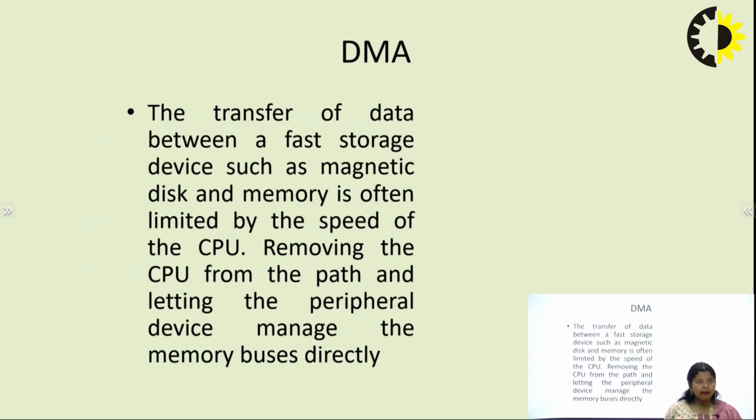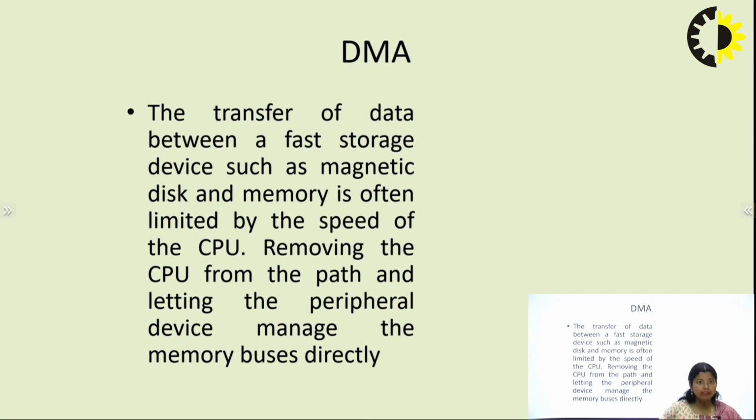Now, in programmed IO, the CPU is always busy. In interrupt initiated IO, the CPU is busy, but only when data is available for transferring to the memory. But in both programmed IO and interrupt initiated IO, the CPU is involved in the peripheral to memory transfer. We overcome this problem with DMA, direct memory access. In direct memory access, the CPU is not involved in transferring data from peripheral devices to the memory.